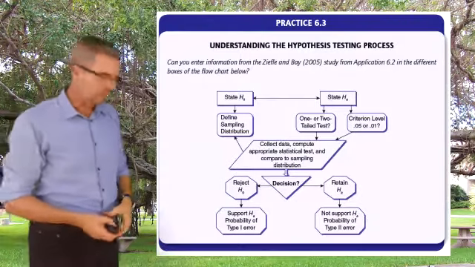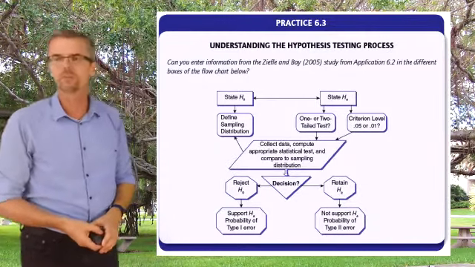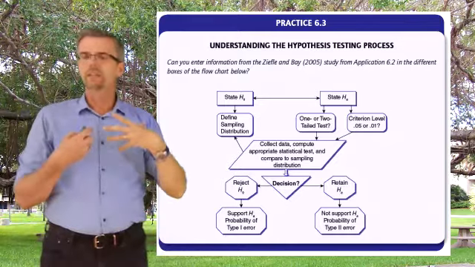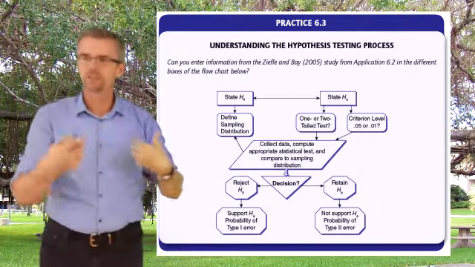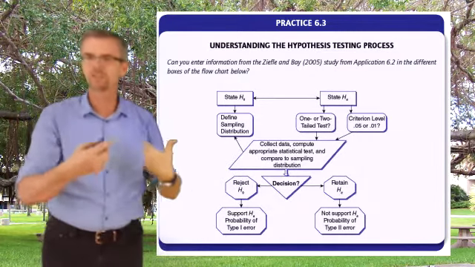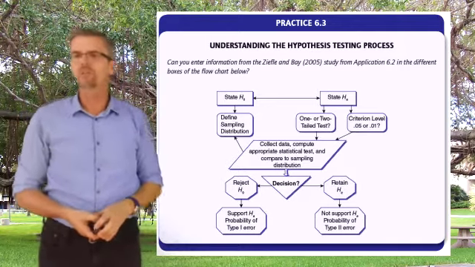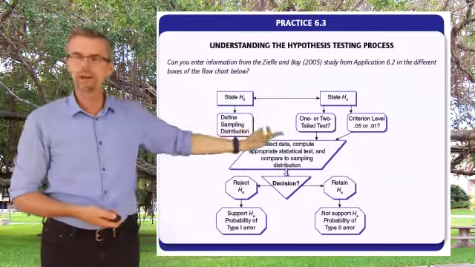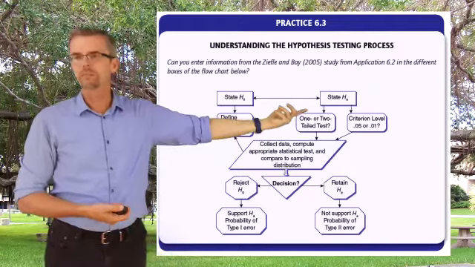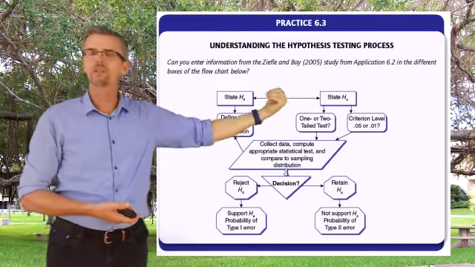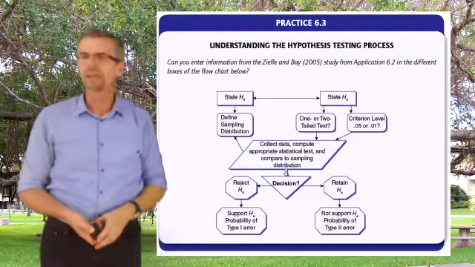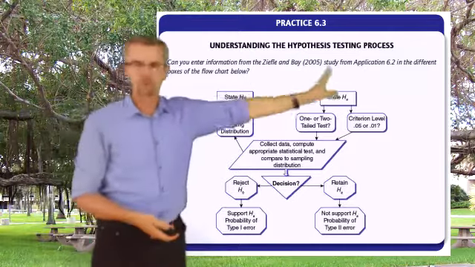This is an interesting table. Practice 6.3 walks you through this rejection and retaining your hypothesis in the decision-making process. And can you enter the information? This talks about the Zeifel and Bay study from 2005 that she talks about in application 6.2. This may help you in doing assignment number 3.